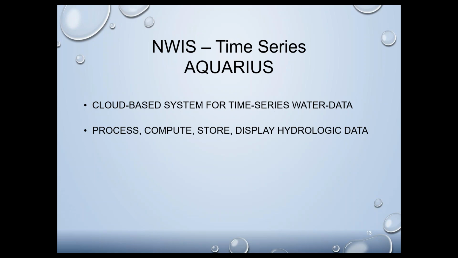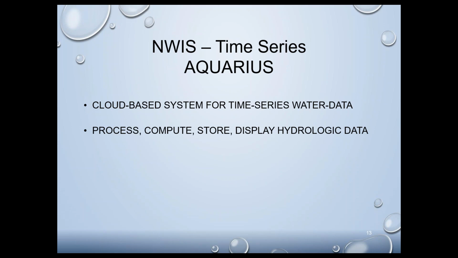As I mentioned earlier, the time series has been migrated over to a more modern system. This is a cloud-based system for time series water data. In Aquarius, we process, compute, store, and display our hydrologic data, and our data are pushed to the public from Aquarius. As a user, you really wouldn't know the difference between where your data are coming from, whether it is any of these individual systems. It's all pushed to the public. But I just want to give an overview of how we actually store that data.